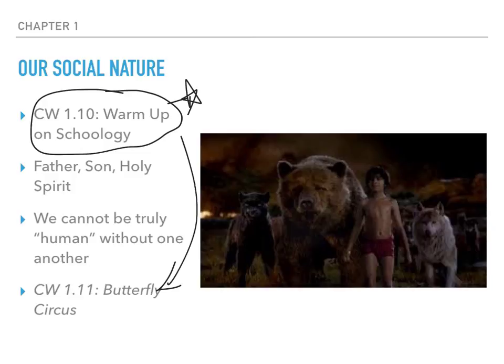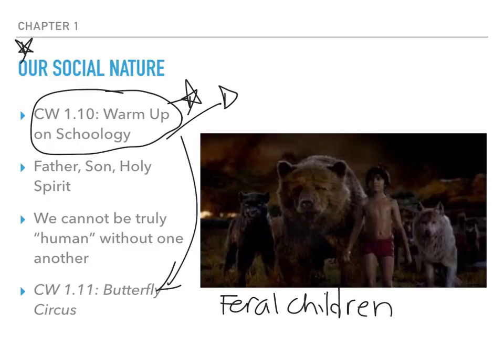So we talked about the idea that we're created in the image of God, that we're hylomorphic, we're both material and spiritual, and then our social nature is also super important. Human beings have to be in community with one another. And the activity we did for this lesson was related to the idea of feral children. You don't have to necessarily watch the video if you don't want to, but I was trying to make the point about how important community is for humans. And this is based on, again, that anthropological understanding of the Father, the Son, and the Holy Spirit.